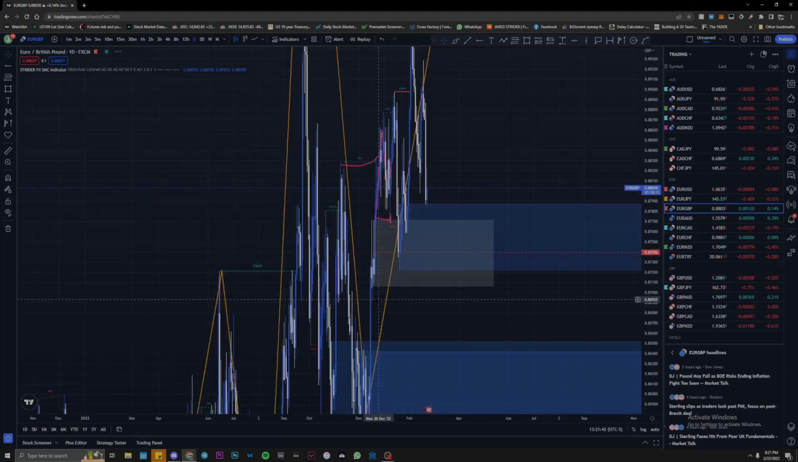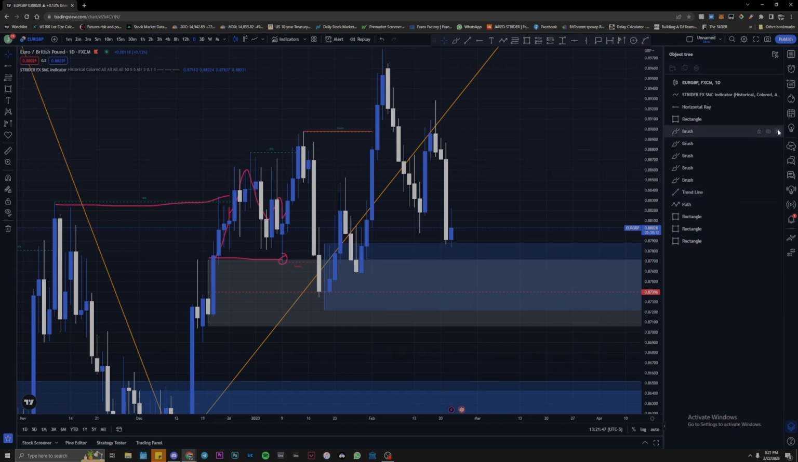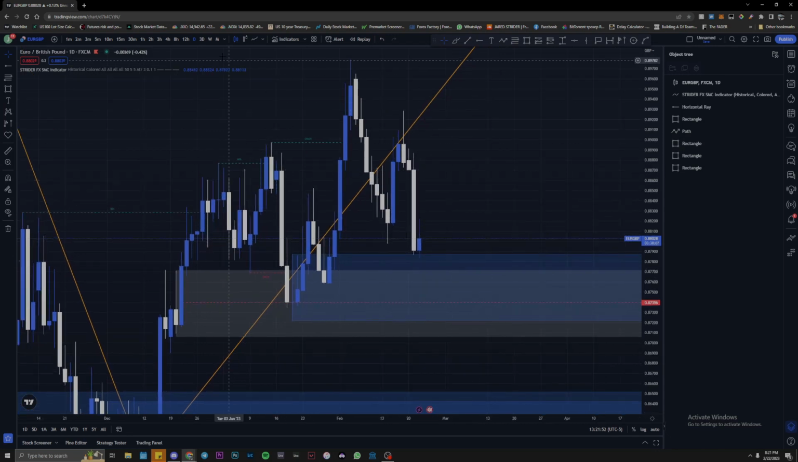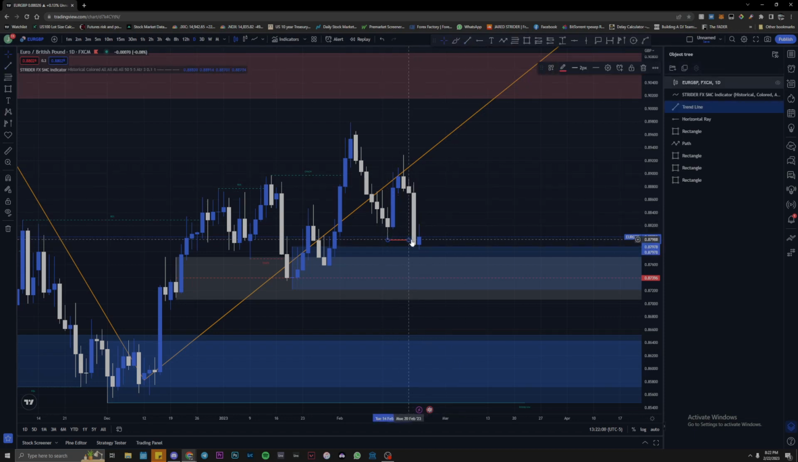Let's go back to the daily. Let me delete some stuff. Let's turn our attention now to where he said, change of character happened, I must go short. First of all, what's his big mistake? If this is a change of character, where was the last high? Here. This was the low. So this must be a strong high. What order block here caused that move? Why are we shorting in here?